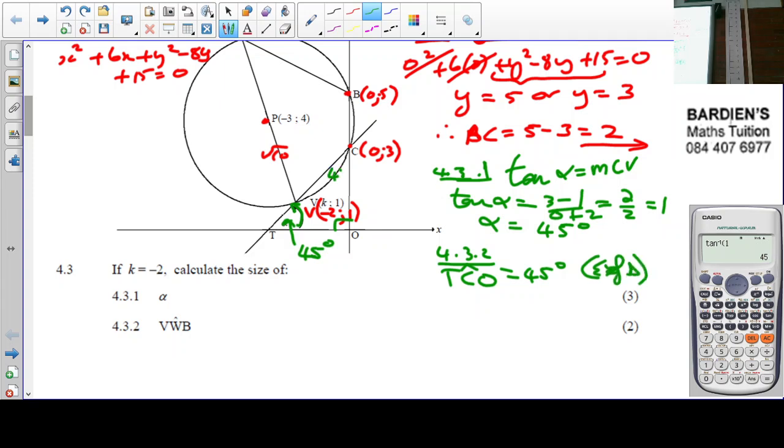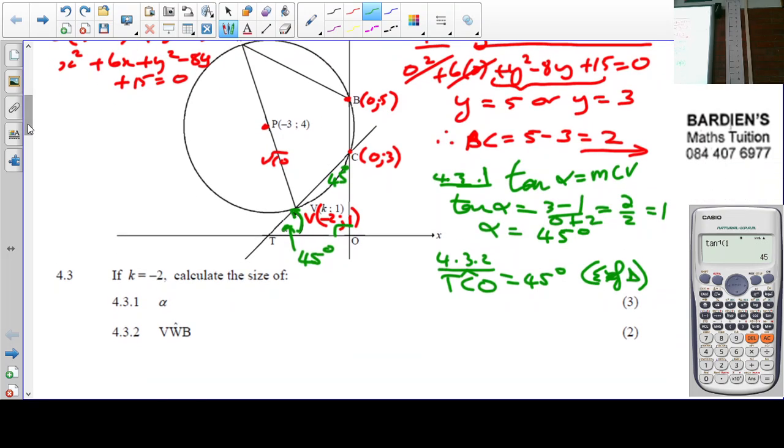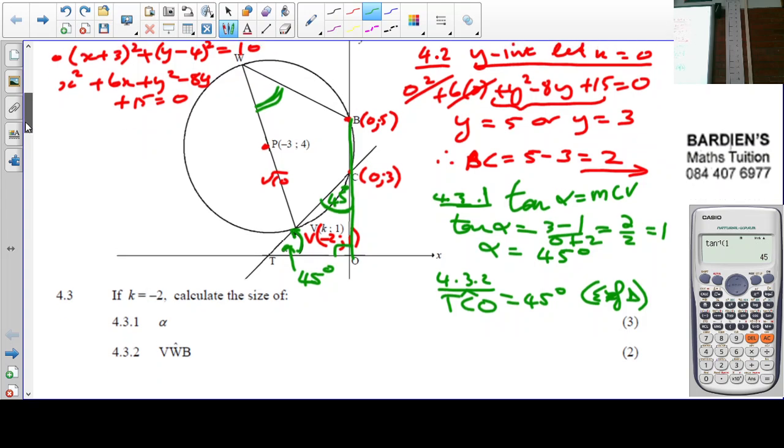So there's 45 lying there now. Now, instead of saying that is vertically opposite to this angle, what I'm saying is that this is the extension of line CB or BC. So that is also an exterior angle to that triangle there, and to the cyclic quad, sorry. Can you see that? So that angle is also 45 degrees. So VWB, that angle is also 45 degrees. Why? Because it's an exterior angle of a cyclic quad.